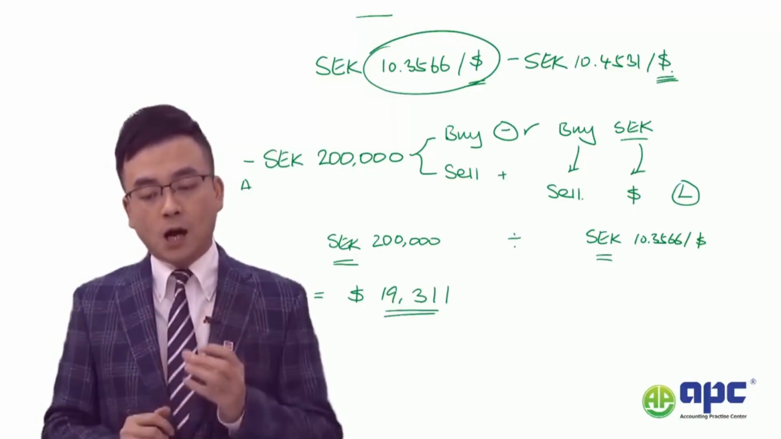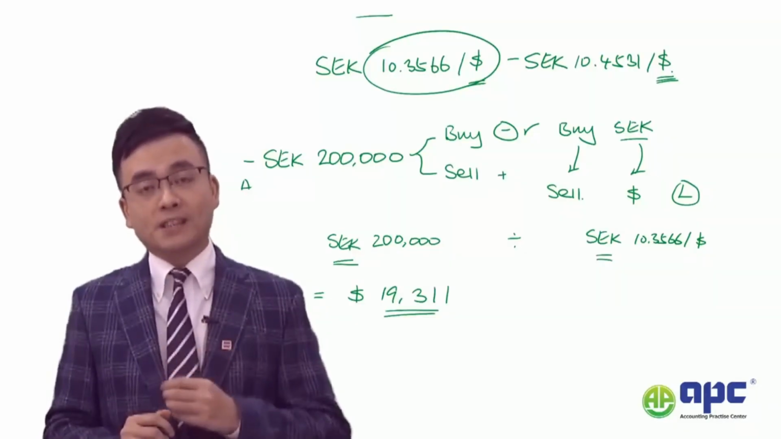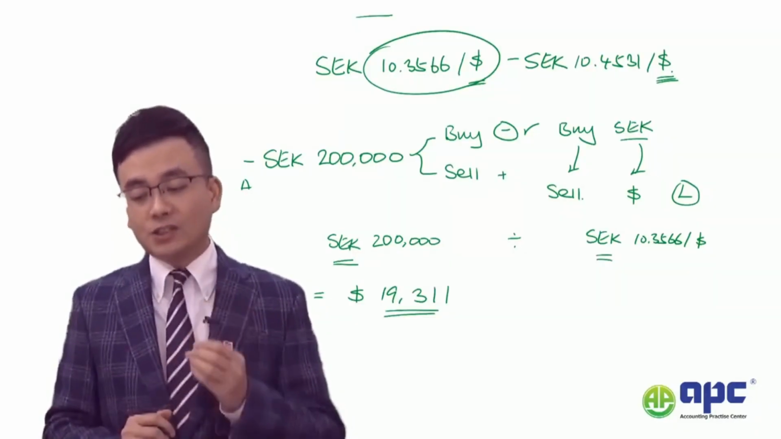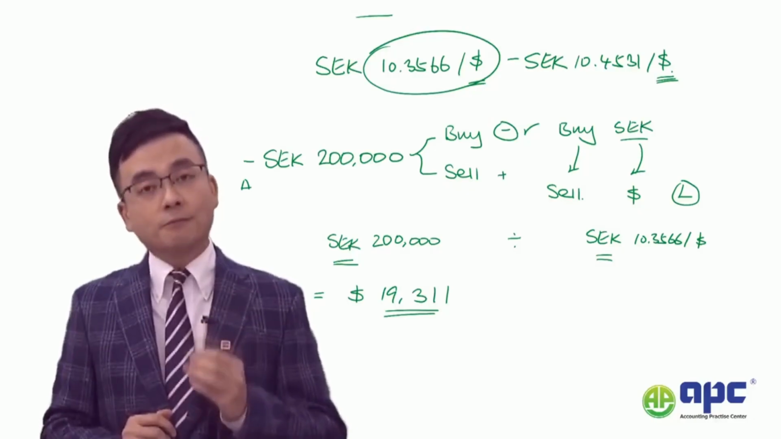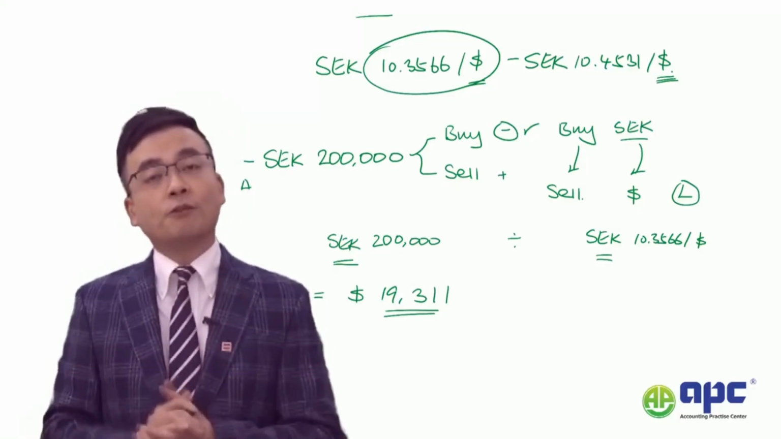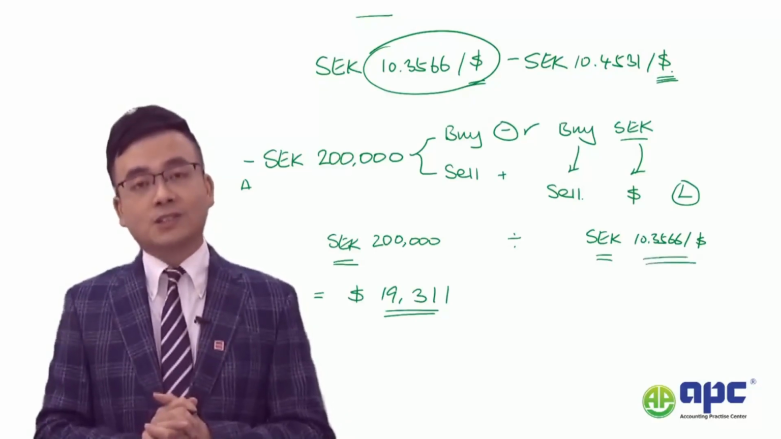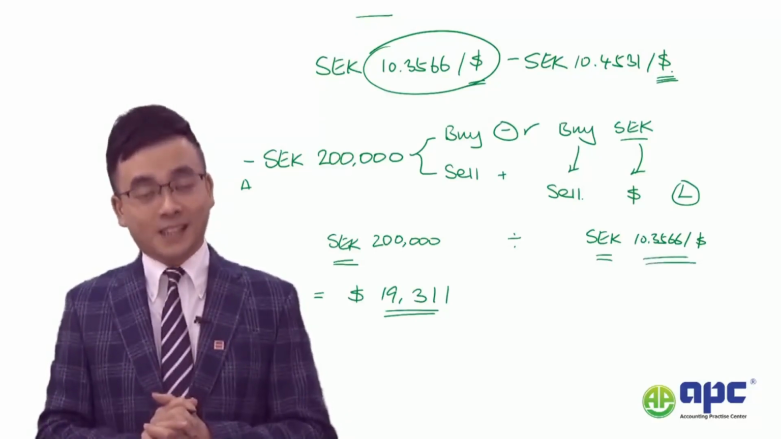So this means that I will need to make a payment of 200,000 SEK, so I need to buy 200,000 SEK. But in order to buy it, because we are based in the USA, we need to sell $19,311 at the rate of 10.3566 in order to get 200,000 SEK so we can make a payment. That's all we need to know.